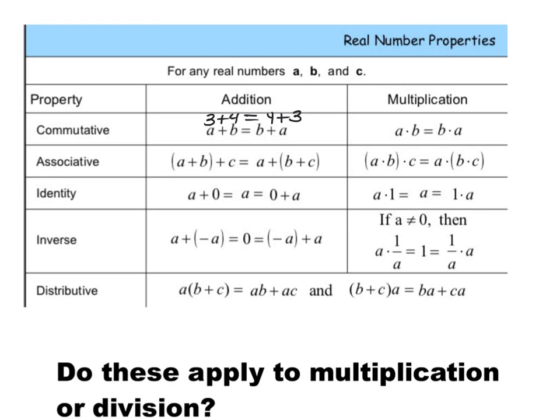7 each time, right? So I like to think about it as the numbers like to communicate with each other. 3 communicates with 4, 4 communicates with 3. I communicate with you, you communicate with me, and I still come to the same conclusion, which is 7 in this case. Does that make sense? Okay, good. The same is true for multiplication. If I have two numbers like 3 and 4 and I multiply them together, 3 times 4 is the same thing as 4 times 3.